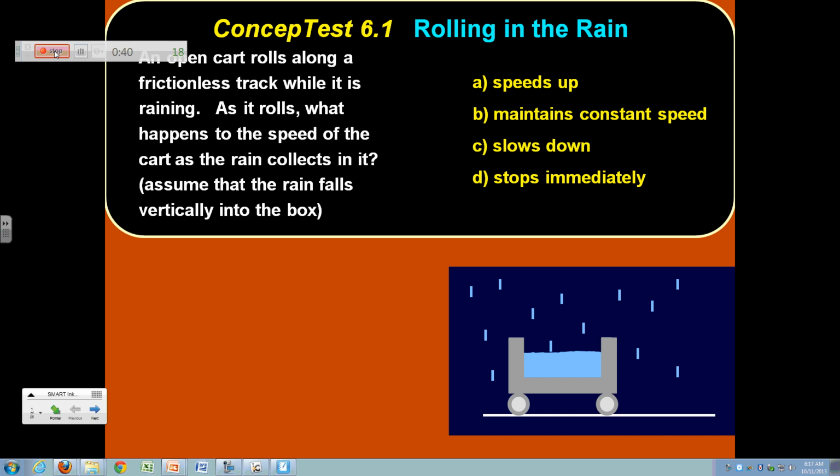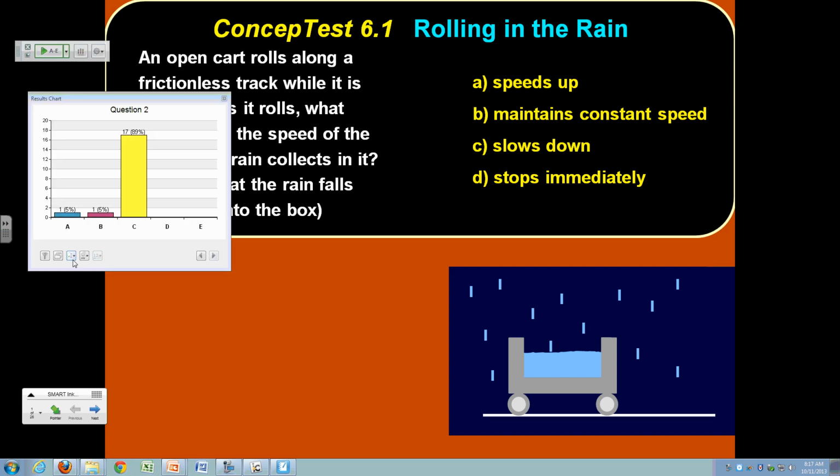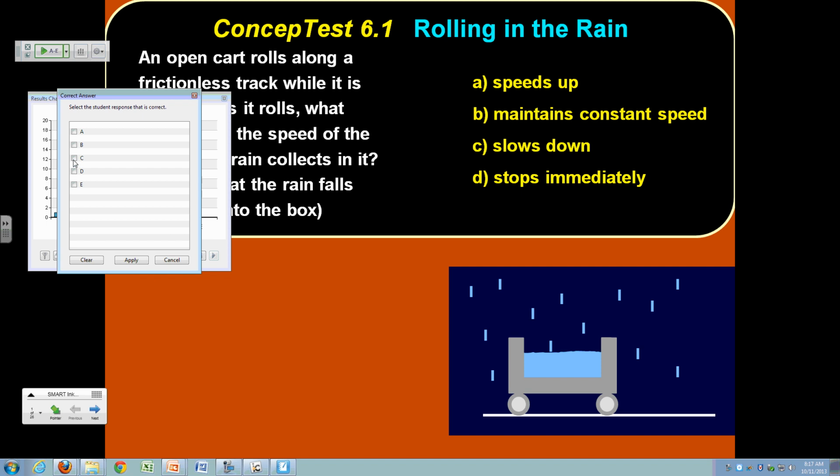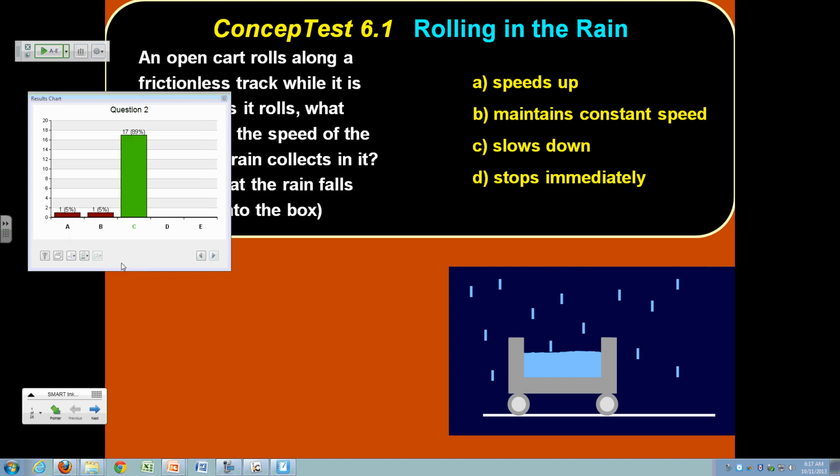Stop at 45. Very good. It slows down. Momentum is mass times velocity. So I'm increasing the mass, and since momentum has to be constant, the velocity decreases.